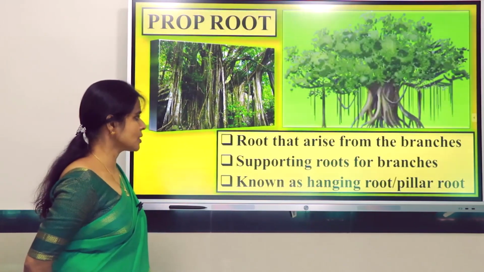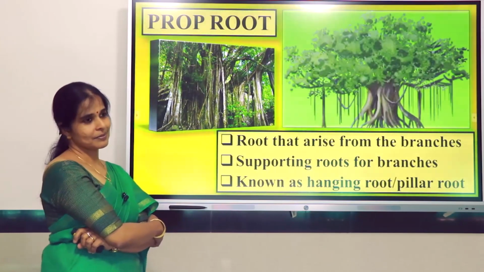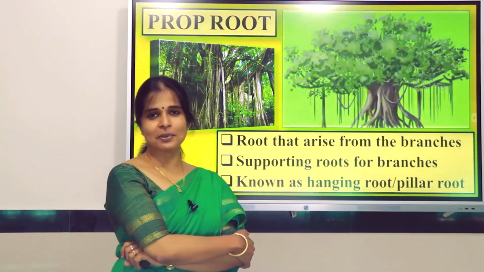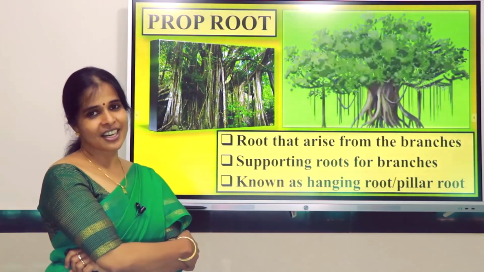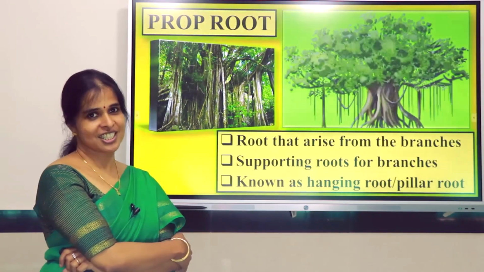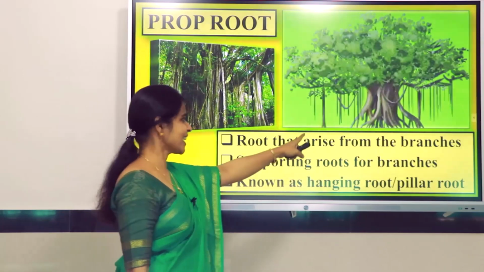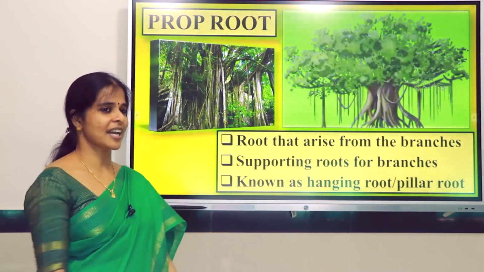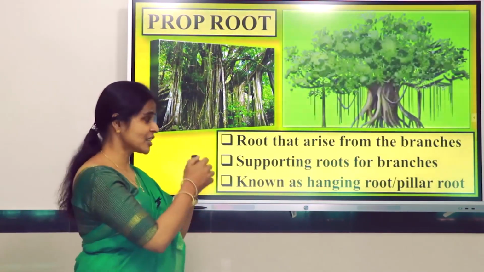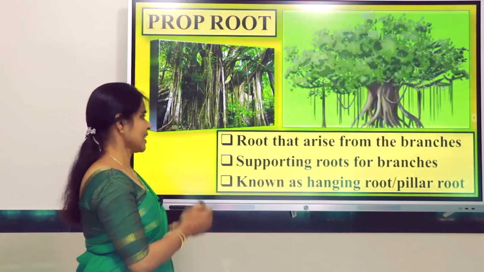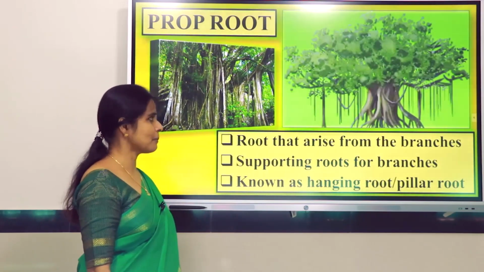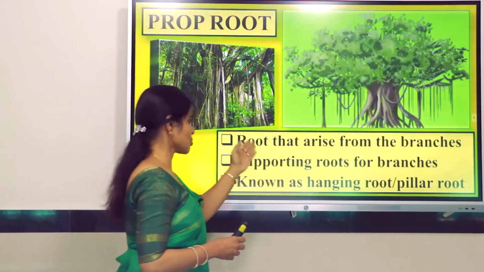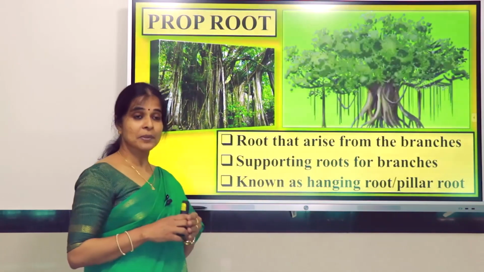Prop roots are the roots that arise from the branches. A good example is the banyan tree. In front of every temple there will be a banyan tree, and the children love to hang on the branches of those trees. Generally we call them hanging roots. Every child must have at least once played on or held those hanging branches. What is the purpose of these hanging roots? These hanging roots arise from the branches of huge trees. Only huge trees have such roots.